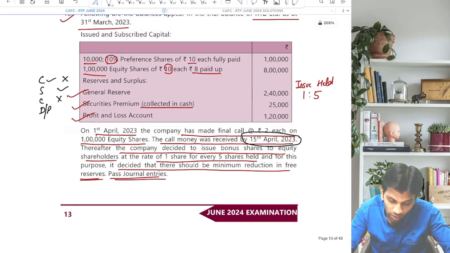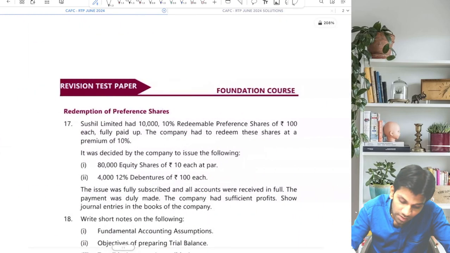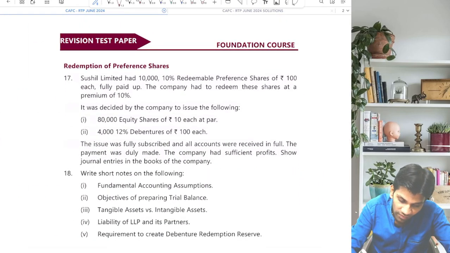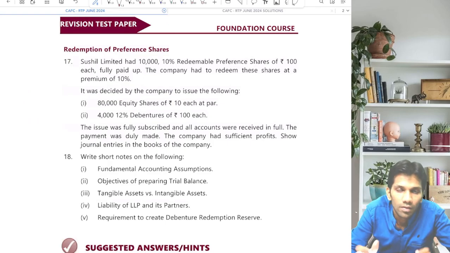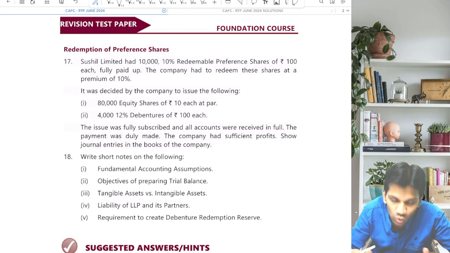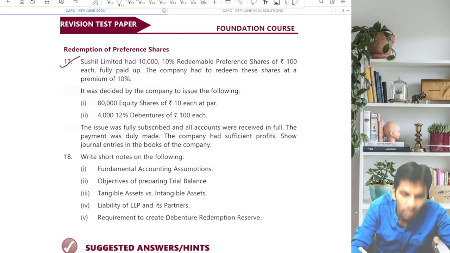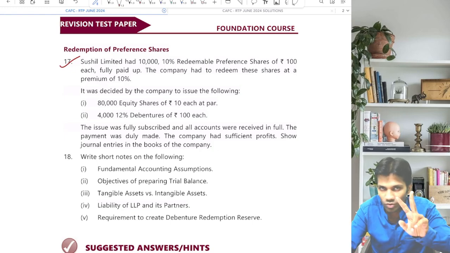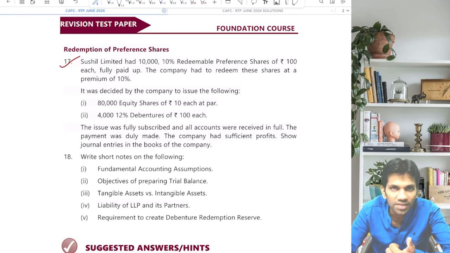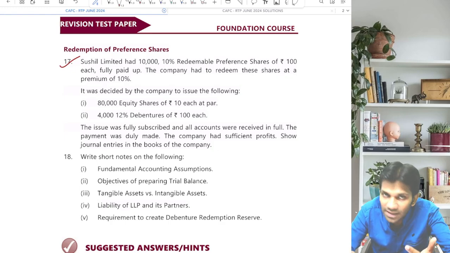The next important topic which is included in the new syllabus is redemption of preference shares. Let's continue with redemption of preference shares. The next question is from RTP June 2024. Before going for the redemption of preference shares, I'll just give a gist of the topic. Redemption can be done out of 2 sources: either by making a fresh issue of shares or by utilizing the free reserves.